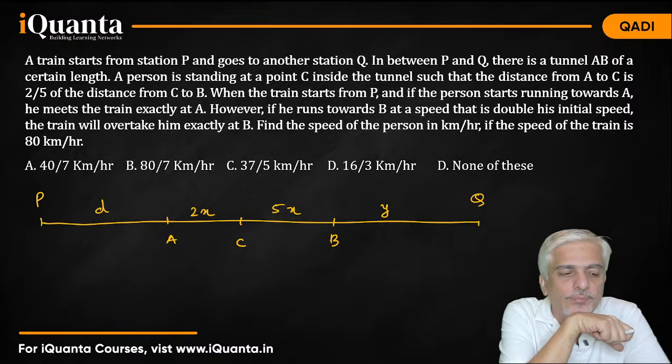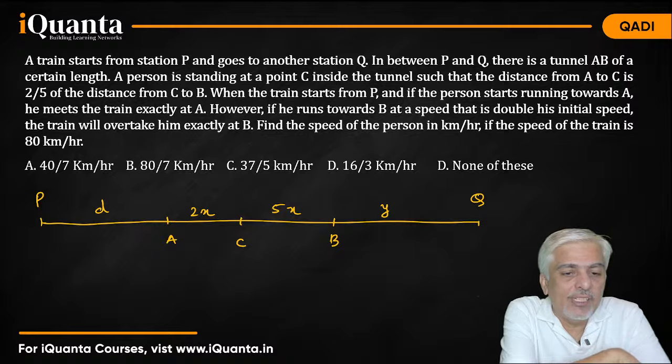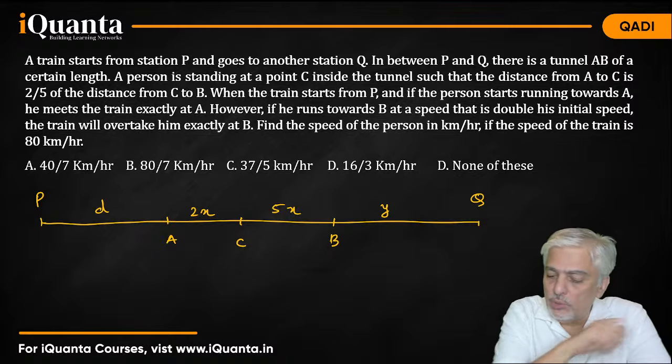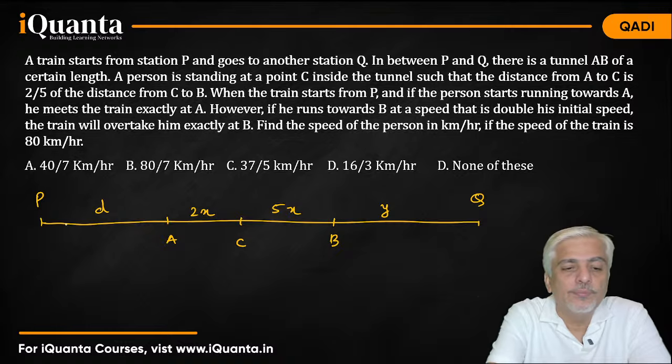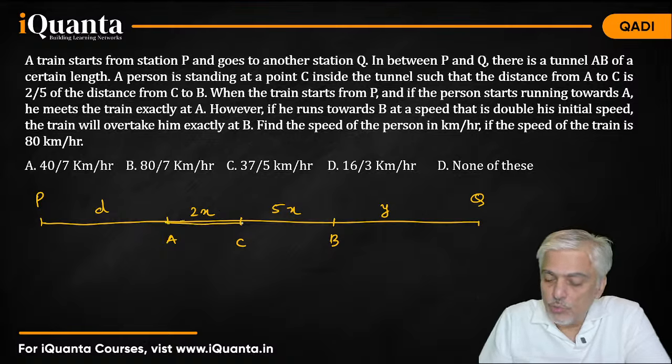Anybody answer? Okay, so I put down a lot of things on the screen. Pay attention to all that. A train starts from P and goes to another station Q. So this is P and Q. And there's a tunnel AB of a certain length. A person is standing at a point C inside the tunnel such that the distance from A to C is 2/5 of the distance from C to B.